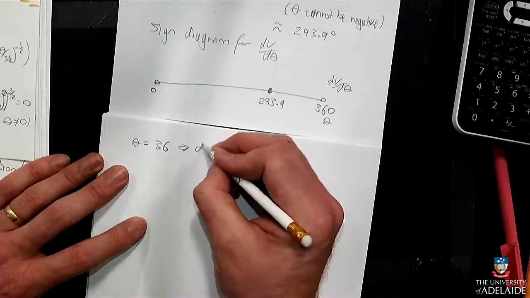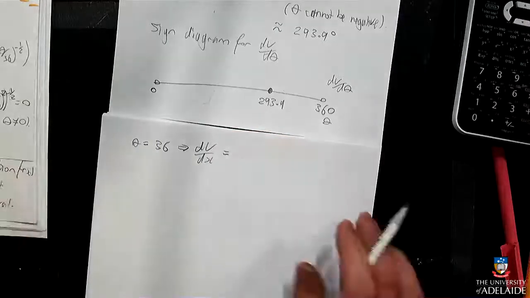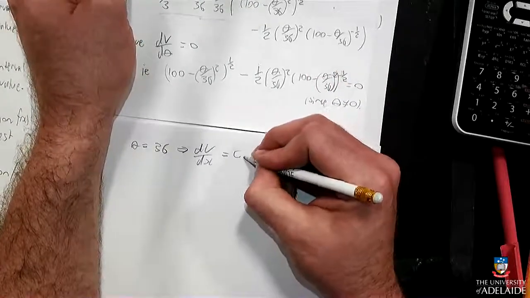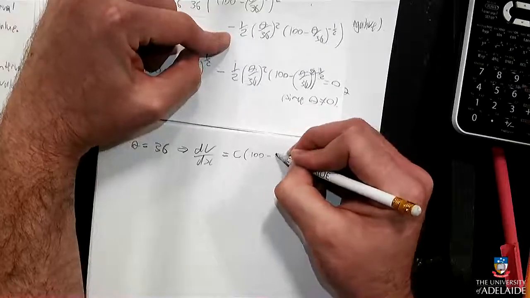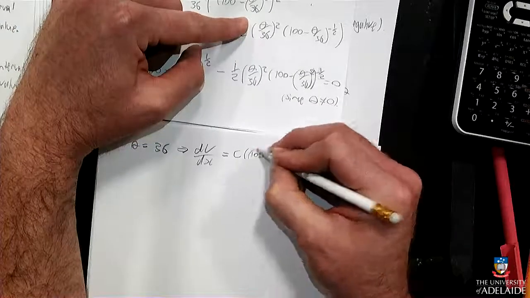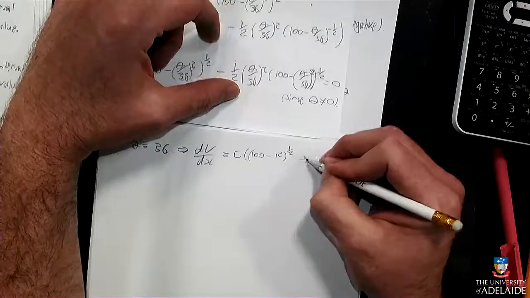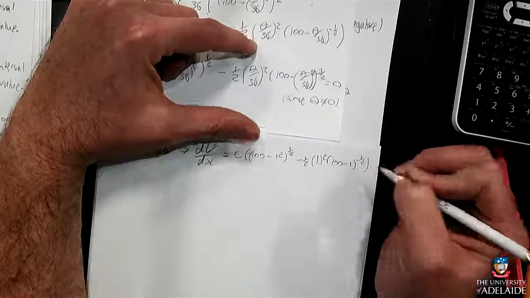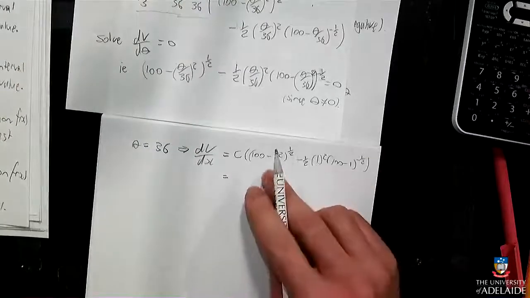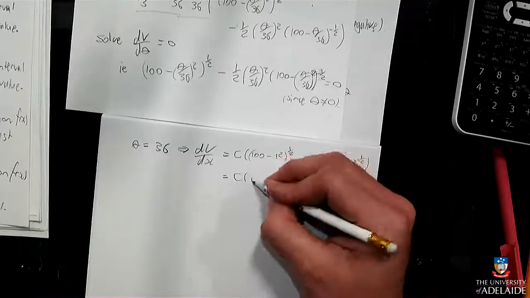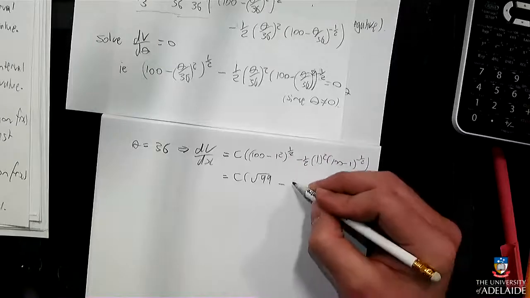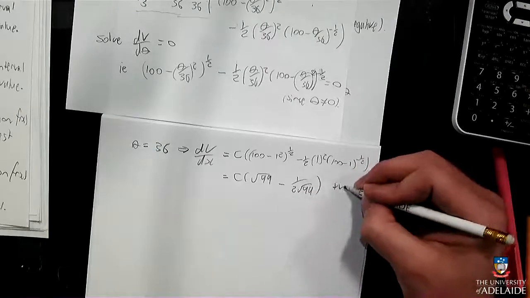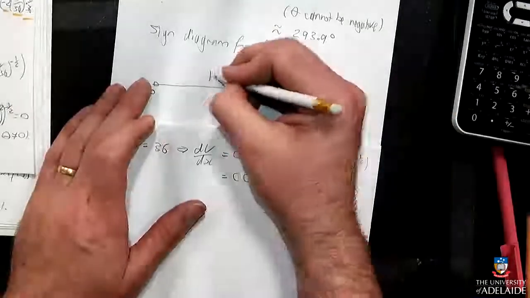Then that means that dV on dx is back here. Stuff, I'm going to say C times (100 minus 1) squared, because it's theta on 36, minus a half times 1 squared, (100 minus 1) to the minus a half. Okay, so that's the square root of 99 minus a half, 1 over 2 times the square root of 99, and that's a really small number, so this is going to be positive. Okay, that's good, as it should be.